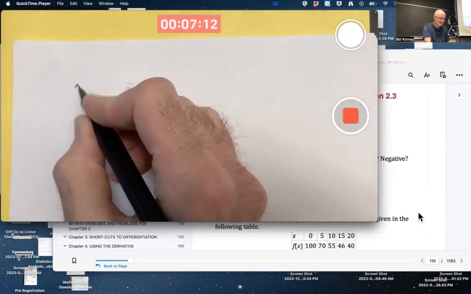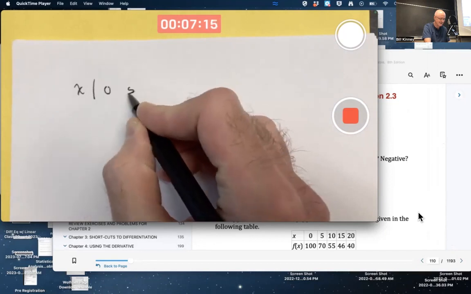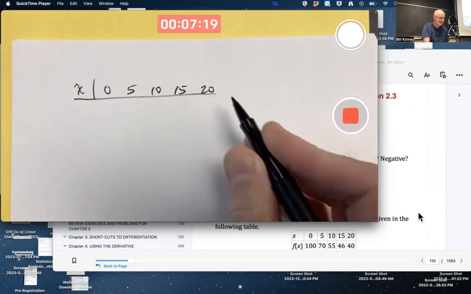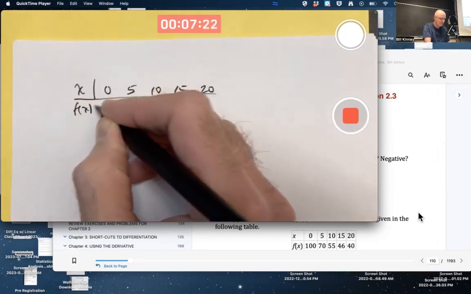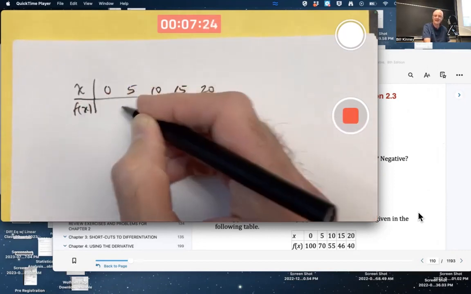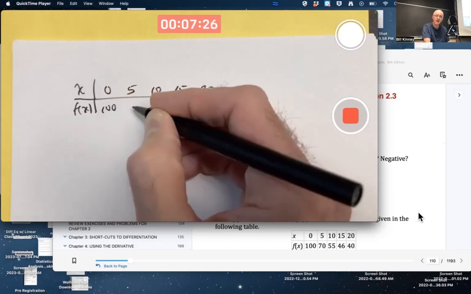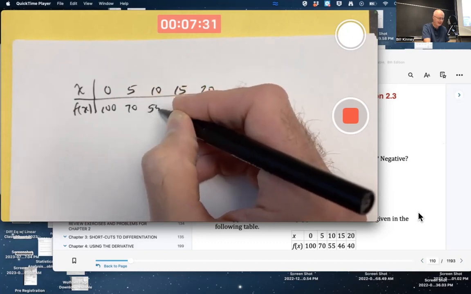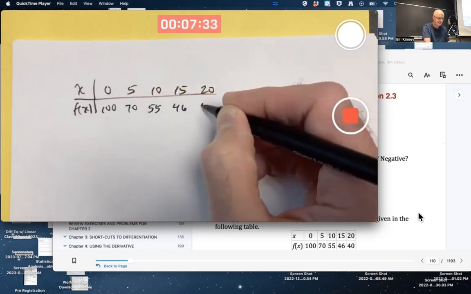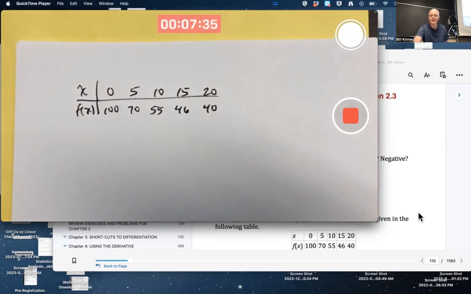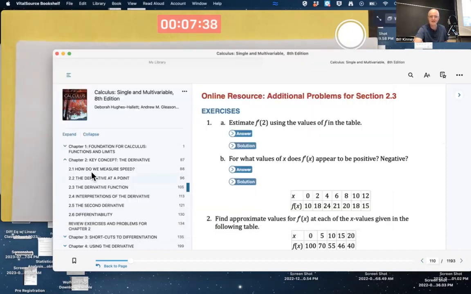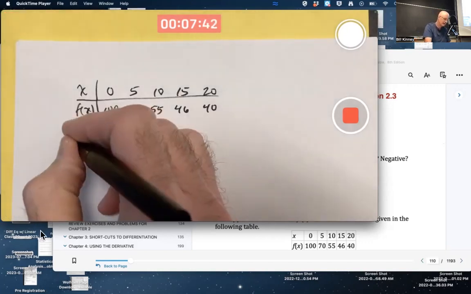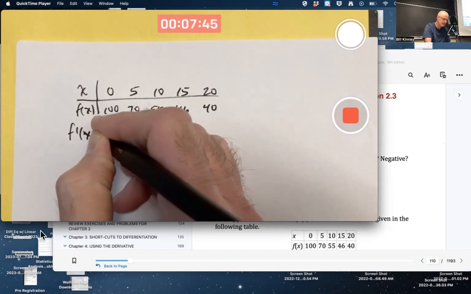You've got a table of values. x is 0, then 5, then 10, then 15, then 20. f of x, the function outputs, you could also call this y, is first 100 when x is 0, so f of 0 is 100, then 70, then 55, then 46, then 40. Again, the goal is to approximate values of f prime of x at each of those x values you're given. You might make a table for f prime of x. Continue the table down here.